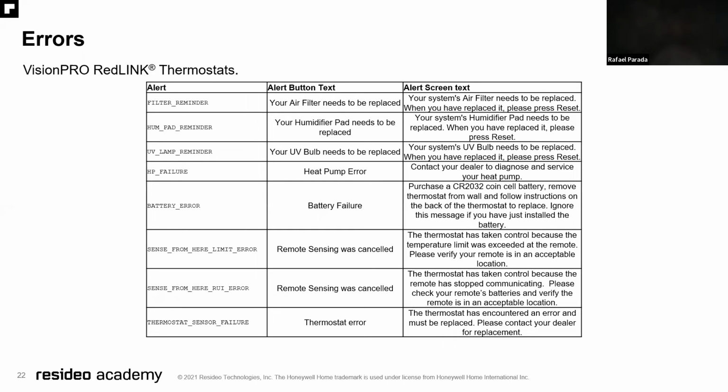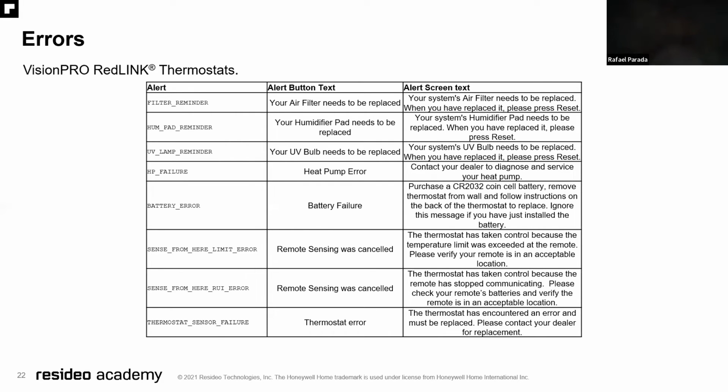Talking about the Vision Pro RedLINK thermostat errors, we have the entire list here as well. So the most common ones are going to be the ones related to reminders: filter reminders, humidifier reminders, UV lamp reminders. This is only a reminder, customer configured or contractor configured, to allow the customer to know when to replace all of this. And they only need to press the reset button, and definitely if they need to change the filter, they will need to change the filter, right?